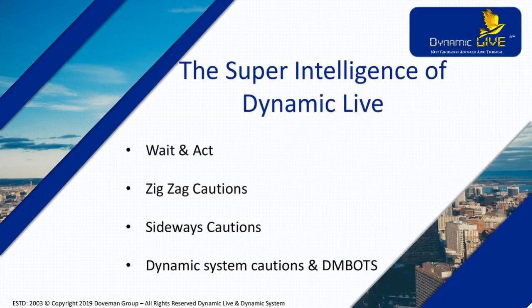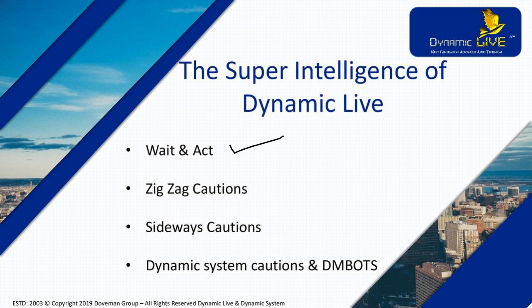Here are some of the major intelligences in Dynamic Live. One is the wait and act information. Whenever the price is increasing, and if Dynamic Live feels that this is a good point to buy, it will directly tell you: buy long, act now. But many times when the price is going up, and Dynamic Live feels that this is not a good point to trade, that it looks like a manipulation, a trap for a common trader, then it will immediately tell you: buy signal, wait and buy.